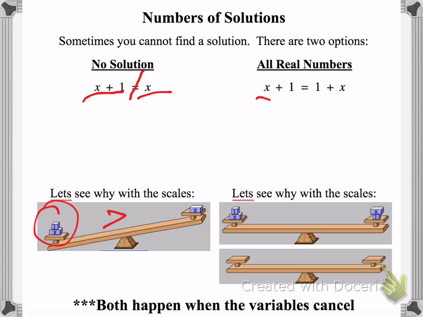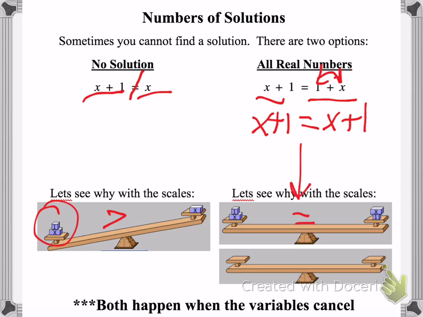So we have x plus 1 equals 1 plus x. We know that that's an identity, right? We can reorder this as x plus 1, and you can switch this order as long as we keep the sign. Those are the same thing. In the scale, you can see that we have the same thing, x plus 1 and x plus 1. If we remove the x, then we're left with 1 equals 1. If we remove the 1, that's what we've got as well. So every single possible thing you could plug in for x will be a solution to that problem. Please note, both of these situations happen when the variables cancel.